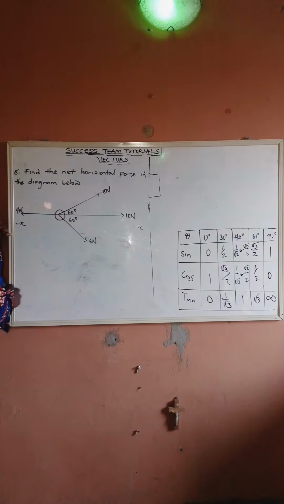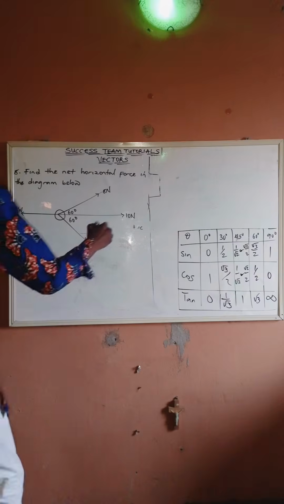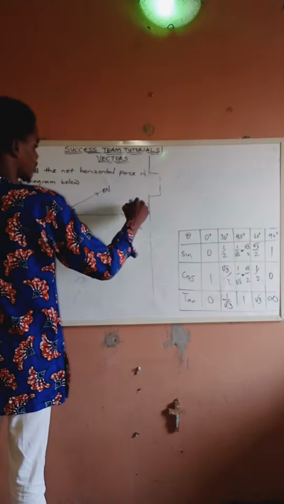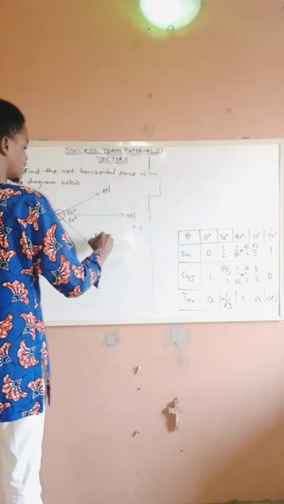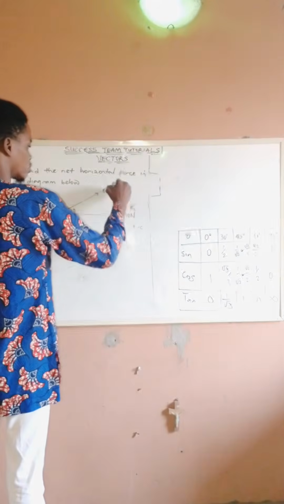As usual, I can say that this is F1, this is F2, this is F3, and this is F4. You can label it anyhow you want. So the sum of F in x is going to be equal to what? F1, since it's horizontal, is cos now. That's going to be F1 cos theta 1 plus F2 cos theta 2 plus what?